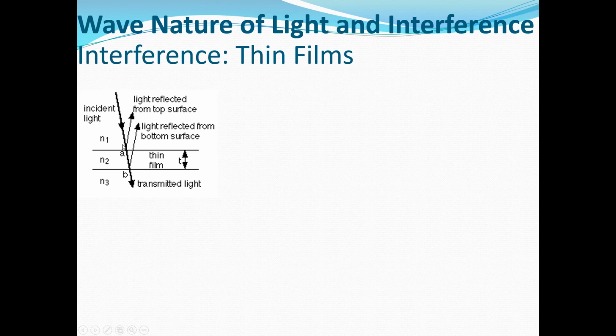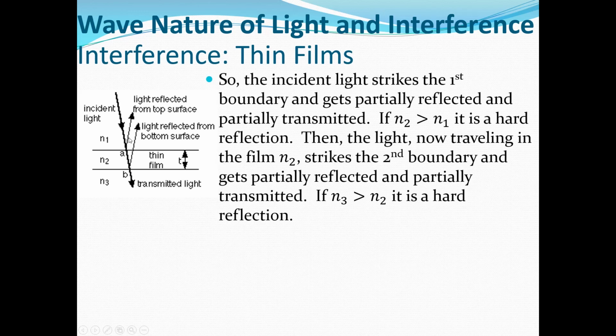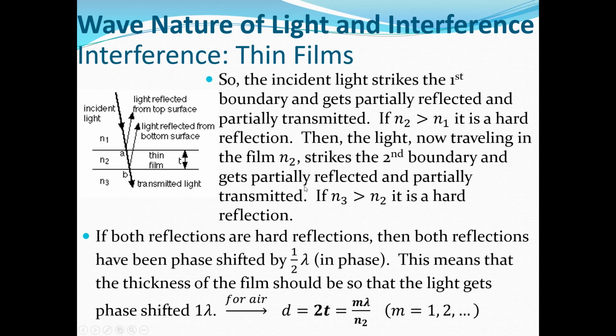We have a beam coming in, it strikes the first surface, and part of it gets reflected. The part that goes through the thin film strikes the next surface, and that one is also going to bounce back. Now, as we said before, first we're just going to assume that there are no phase shifts at all. Actually, we're first going to assume that they're both hard reflections.